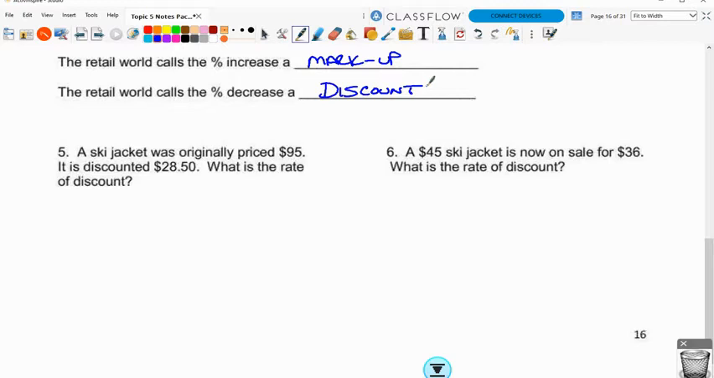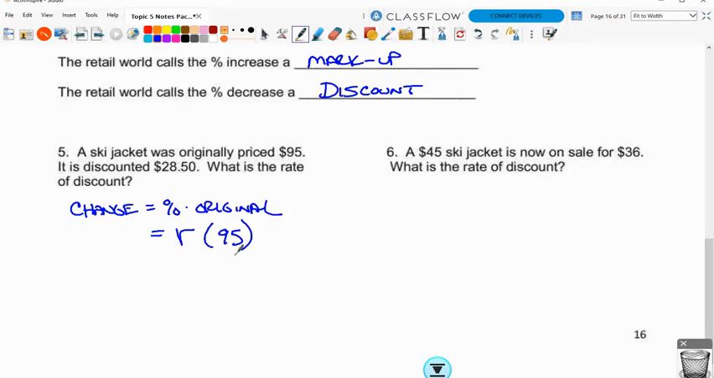In example number 5, it says that a ski jacket was originally priced $95. It is discounted by $28.50. What is the rate of discount? So we'll start by writing the percent change equation, which says that change equals a percent of the original value. The question says, what is the rate? So we're looking for the percentage. So we'll put R. And we know that the original price was $95.